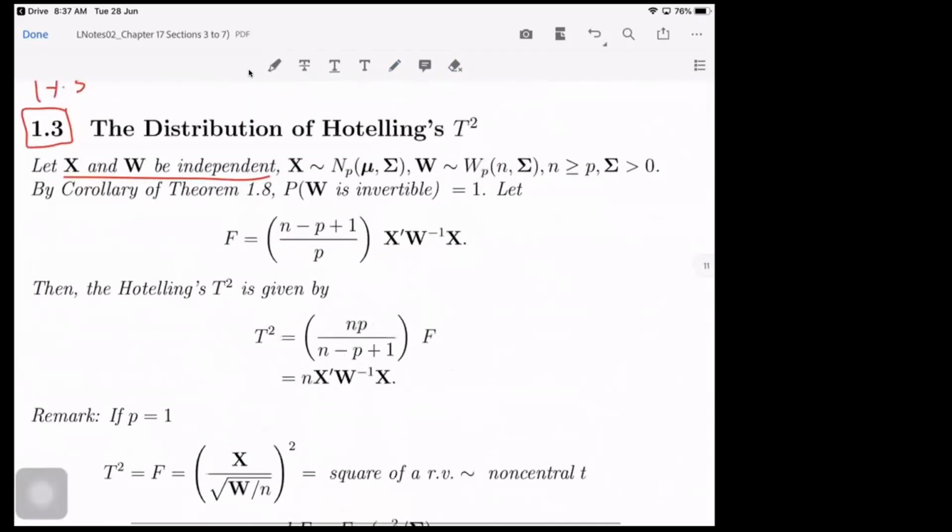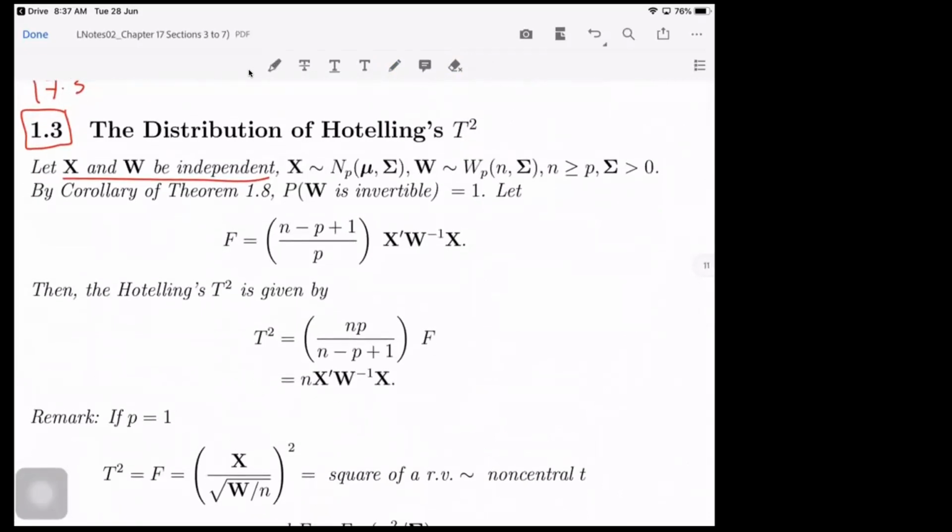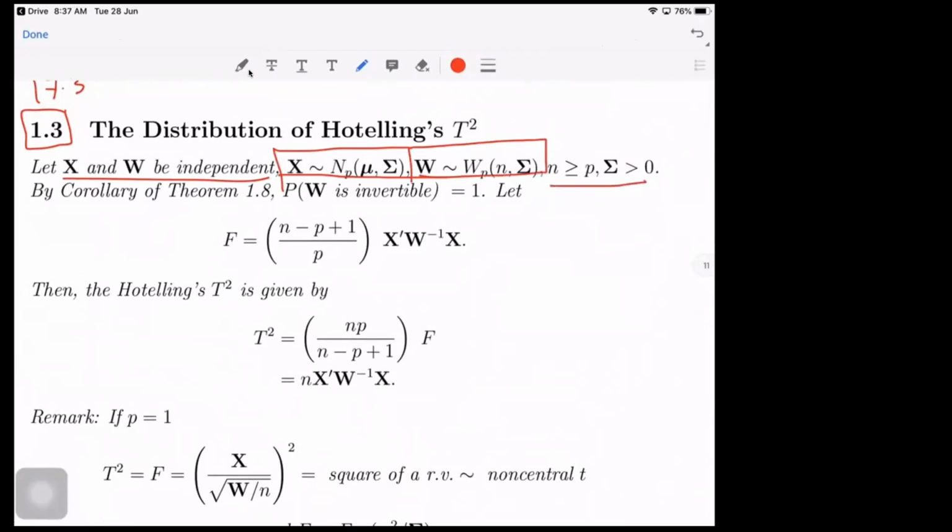Okay, so let X and W be independent. X is normally distributed. W is Wishart. These two are very important assumptions for a W inverse to exist, no? Because if these two assumptions here are satisfied, then we are sure that W is invertible with probability 1.